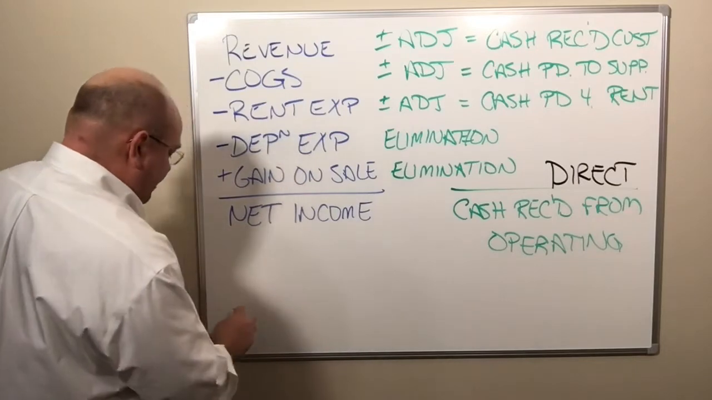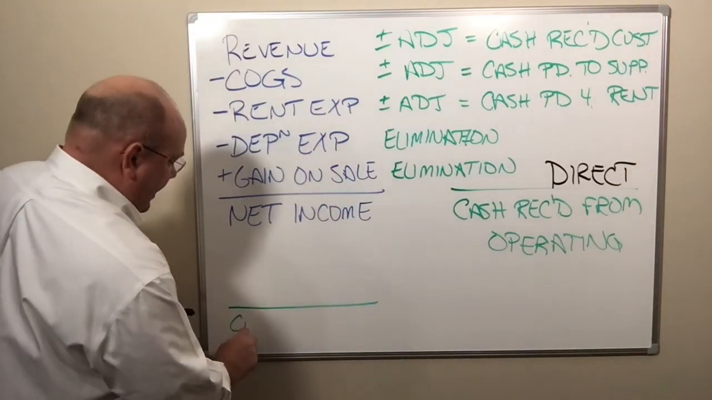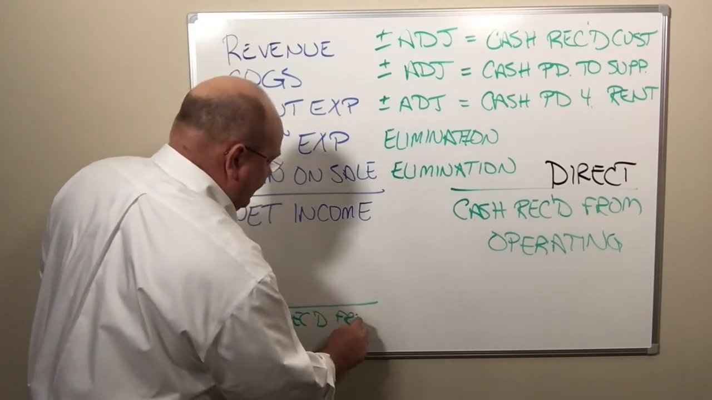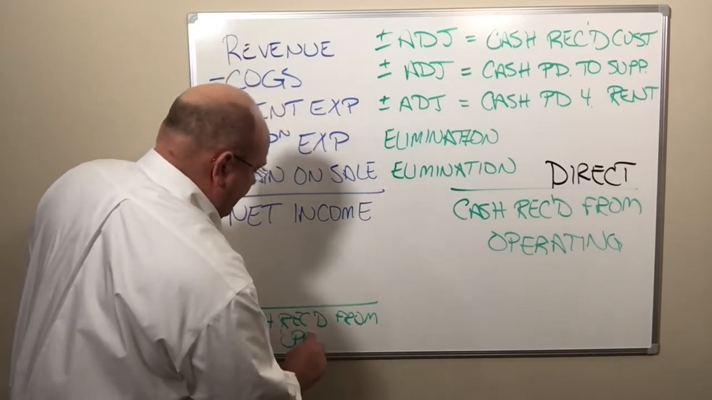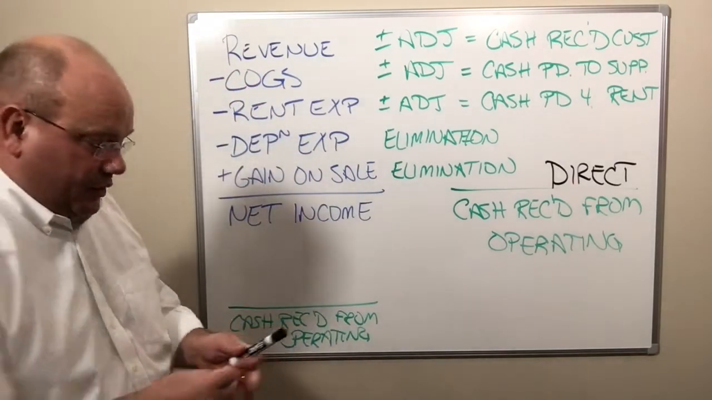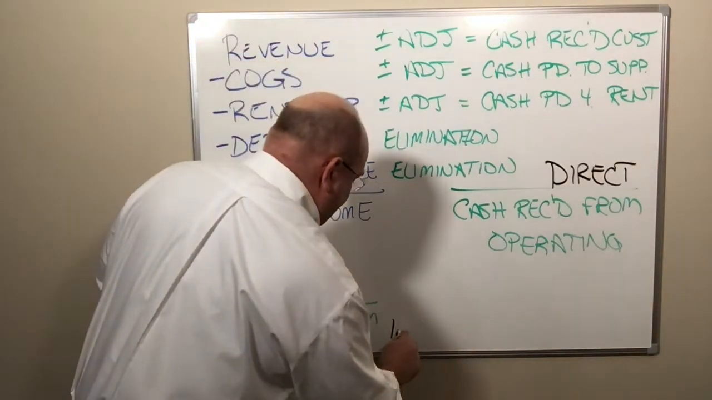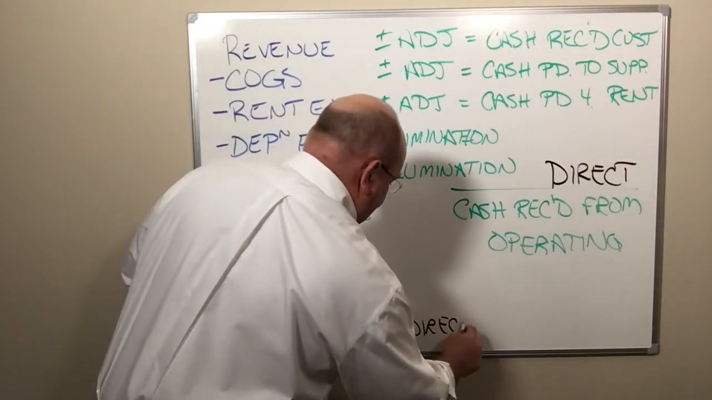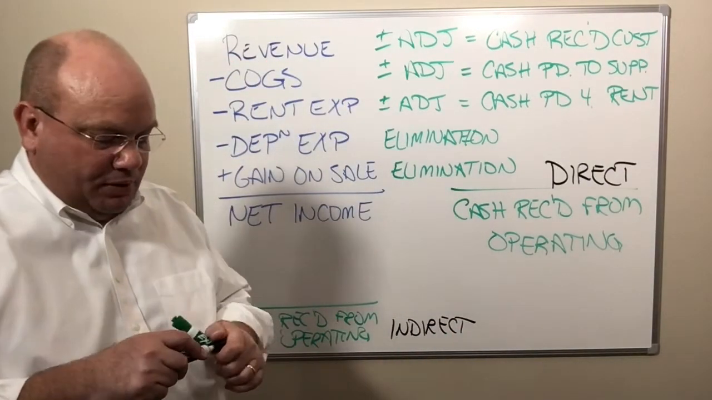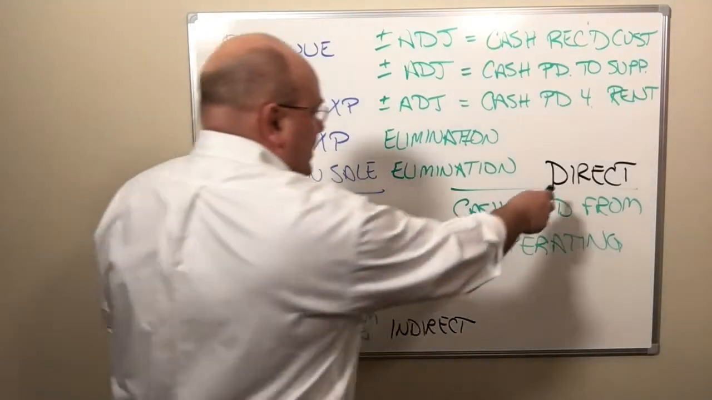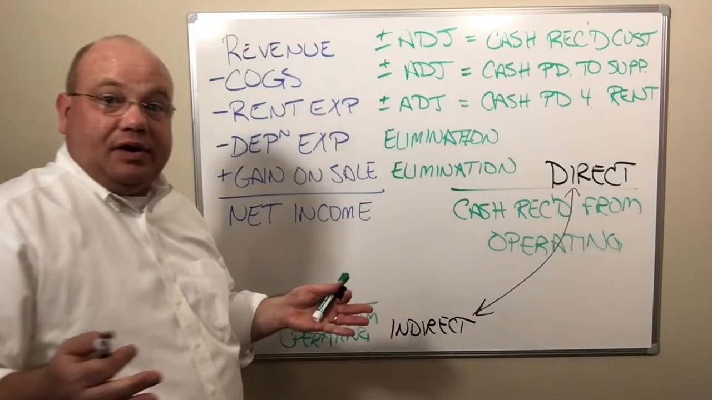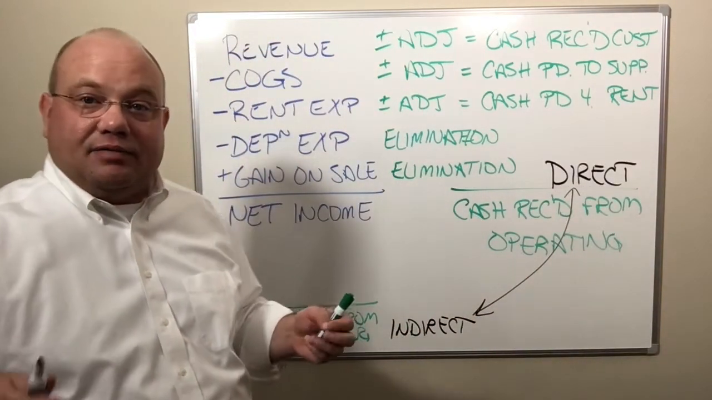But ultimately, what's going to happen down here is we're going to have cash received from operating activities, and this is the indirect method. Okay, so put down here, this is the indirect method. Now, we have adjustments that we have to make, but I want to point something out here. Remember, these two numbers are equal to each other. Right? The direct and indirect method have exactly the same cash from operating activities.